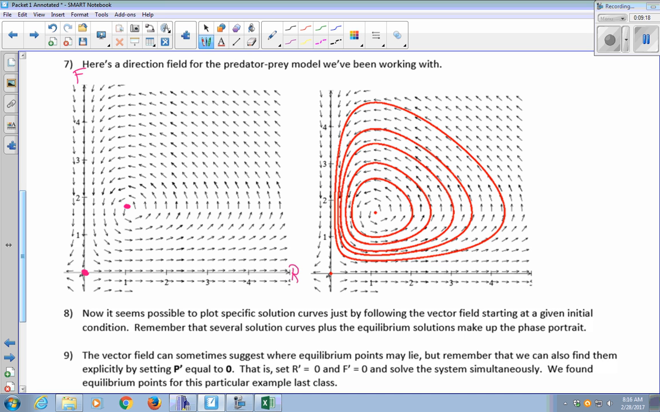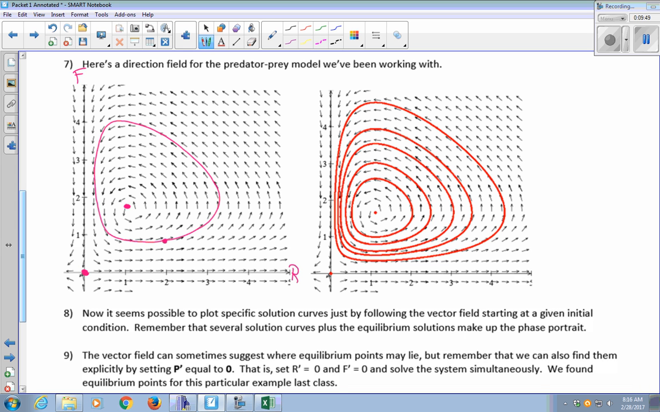And then you can kind of just sketch. You can pick an initial condition, like what if I start with 2 rabbits and 1 fox, right? Or maybe it's 2,000 rabbits and 1,000 foxes, whatever the units are. Then once you have your initial condition, you can kind of just follow the slope field and see what happens. The direction field. Follow the direction field. So this is really similar to slope fields. It's just that we're dealing with a system of differential equations now.